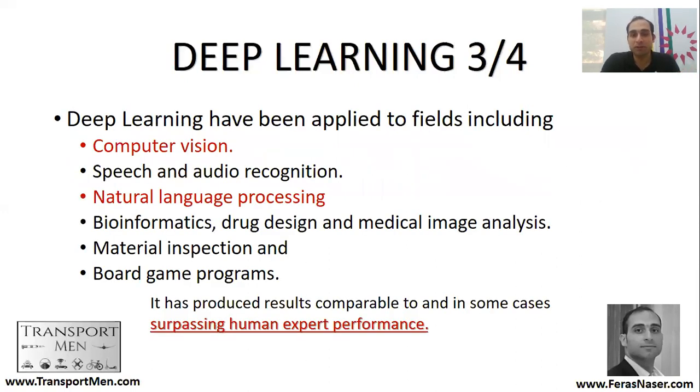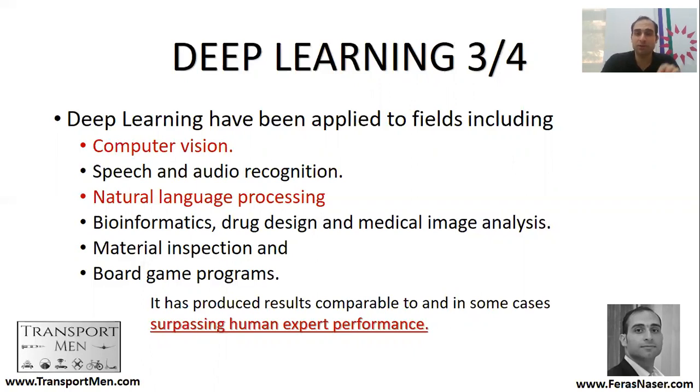Deep neural networks, or deep learning, have been applied to so many applications, including computer vision, speech and audio recognition, natural language processing, bioinformatics, material inspection, and board game programs like chess and Go. You hear about AlphaGo, which has managed to beat the masters of the Go game in the world. And this is showing you the current advances in artificial intelligence.